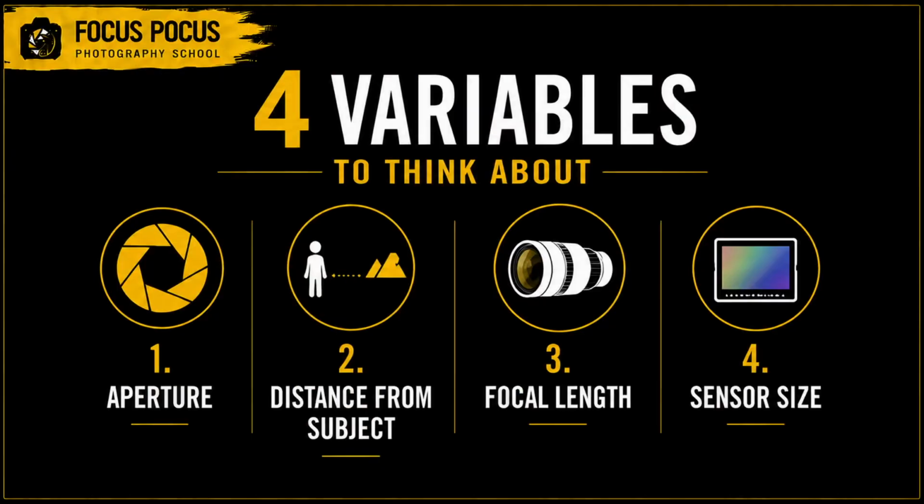There are 4 things you should think about as a photographer, which are aperture, your distance from the subject, focal length, and sensor size. Those are the 4 variables you'll encounter most often when you're taking photographs. However, it's important to understand that they don't all influence depth of field in exactly the same way. So let's start with the biggest one, aperture.